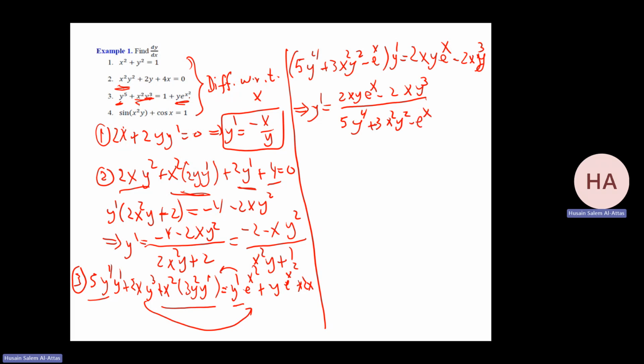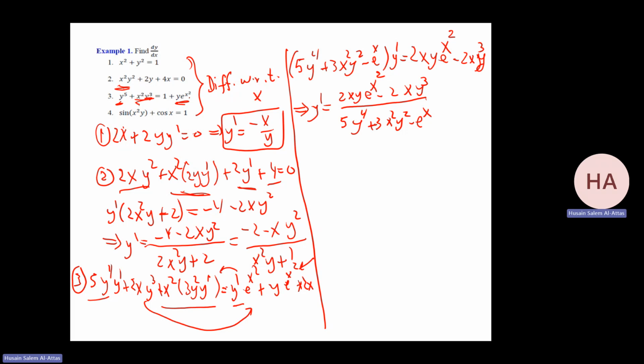What I did: differentiate, combine the things with y prime on one side, and solve for y prime. This is 2xy cubed plus x squared times 3y squared y prime. This will be y prime e to the power x squared, plus 2xy e to the power x squared. Sorry, this is x squared. Yeah, I have the square here. So this is 2xy.